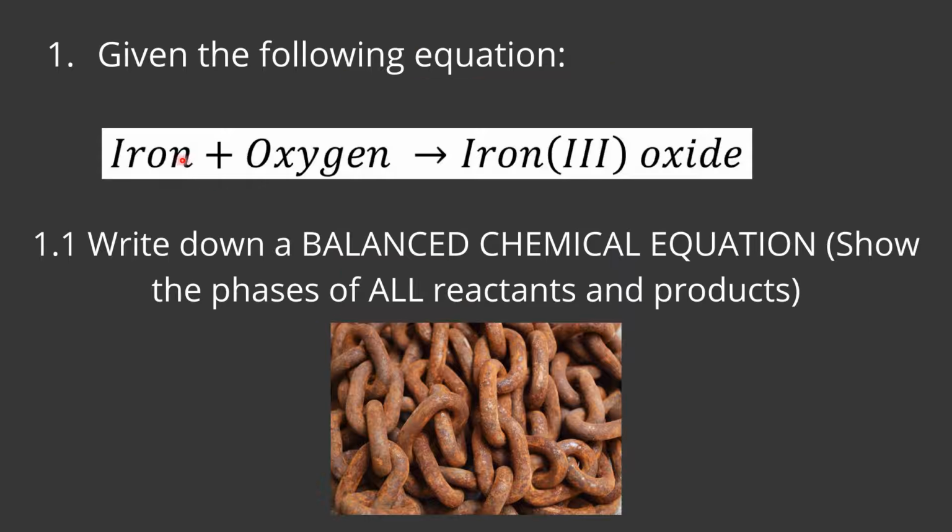So this is the question. You're given a word equation. They say that iron plus oxygen react to form iron(III) oxide. The Roman numeral 3 in parentheses means iron 3 oxide. And the question says, write down a balanced chemical equation and show the phases of all reactants and products. So you see the number of skills that you need to have to answer this question. I think it was 4 marks if I'm not mistaken. You need a number of skills.